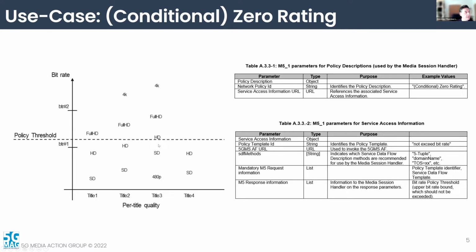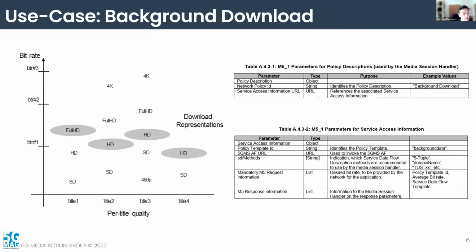The third case we call background download. So today in many streaming applications, you have the possibility to select an offline consumption. Of course, the initial design was you prepare yourself at home, you download a certain set of assets, and when you have no network connection anymore, you basically have the device preloaded.